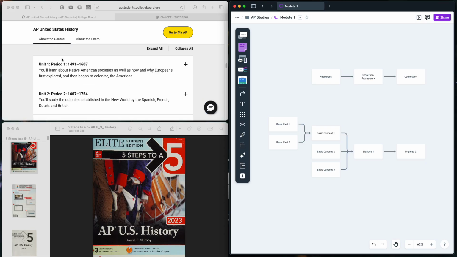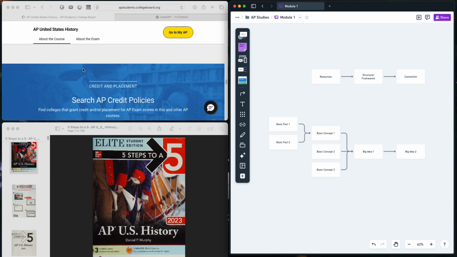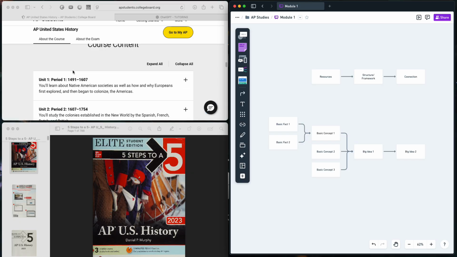You can see AP US History doesn't start before 1491. So we need to figure out what happened at 1491 that made US history. And then it goes all the way to the present, right? So we can see all these different periods. Now, I want to make note of this: dates are really not that important, but context is really important. So understanding where and when stuff happened is really important.